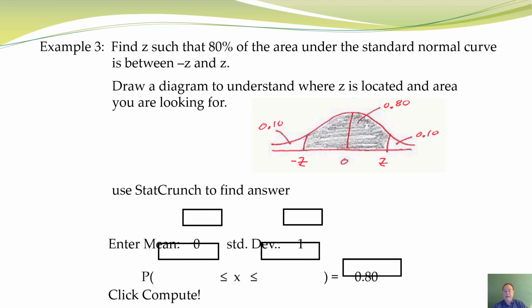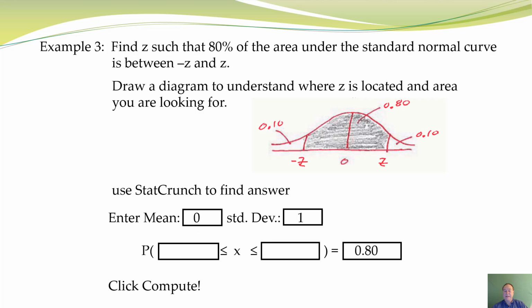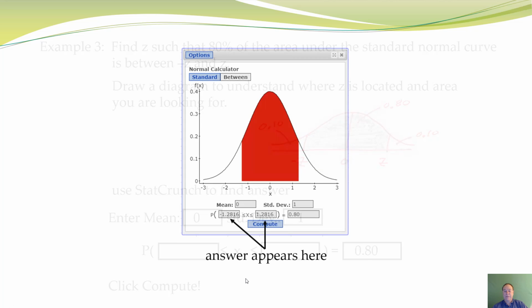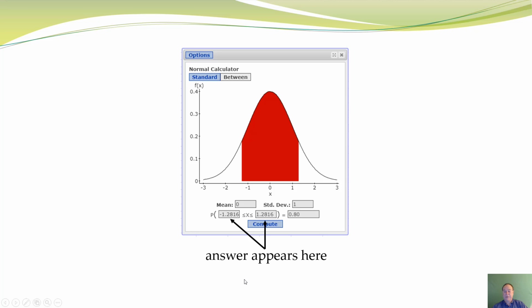So in the calculator, you would click between. This time, mean is 0, standard deviation 1. We leave these two blank and we put an area in. The area between is 0.8. Click compute. When I do this, this is what you would get.